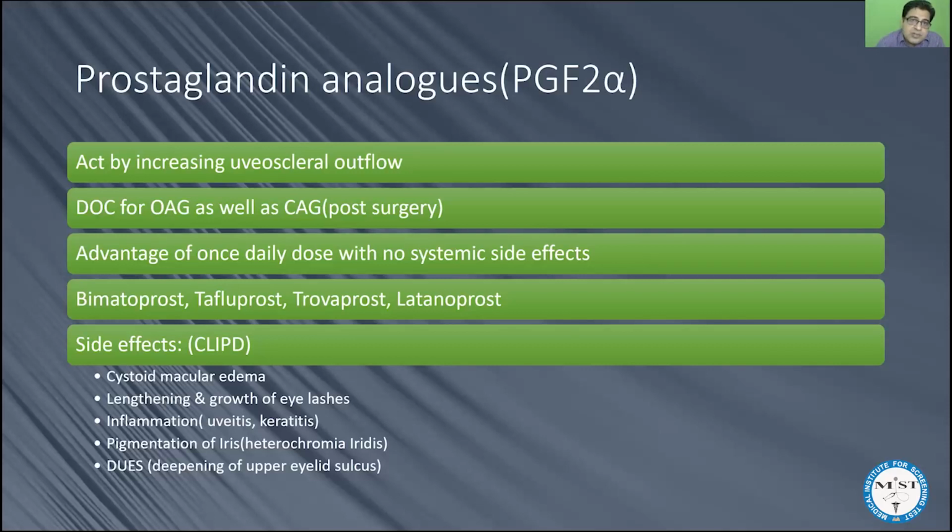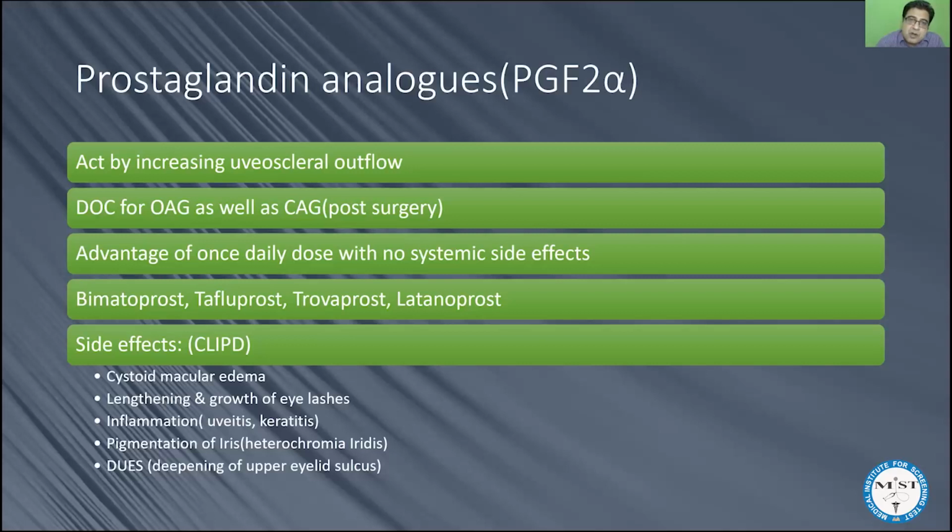And in cases of closed angle glaucoma, once we perform the surgery, like ma'am already mentioned, we can go for iridotomy, we can go for trabeculectomy. So after these kinds of surgeries, when the angle is permanently widened, after that we can start these medicines as a drug of choice. So overall, for the treatment of glaucoma, medical treatment of choice is prostaglandin analogs.